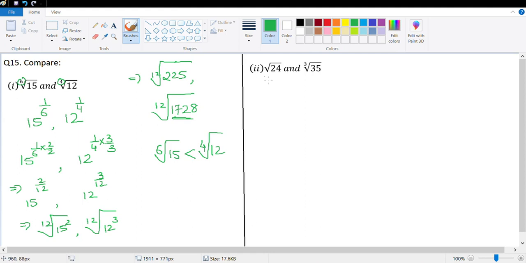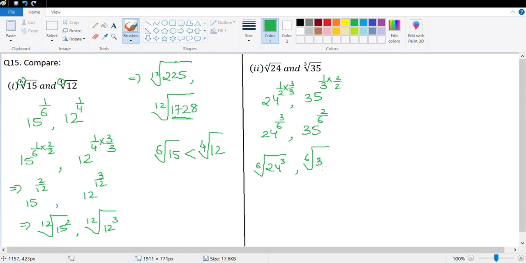Next question, root 24 and third root of 35. Again, let's make the power equal. In this case, this is the second root, which means I can write this as 24 to the power 1 upon 2, and this can be written as 35 to the power 1 upon 3. LCM of 2 and 3, yes, that's 6. So I will multiply this with 3 and divide this by 3. I multiply this with 2 and divide by 2. So this will become 24 raised to the power 3 upon 6, and this is 35 raised to the power 2 upon 6. So this is nothing but the sixth root of 24 cube, and this is sixth root of 35 square.